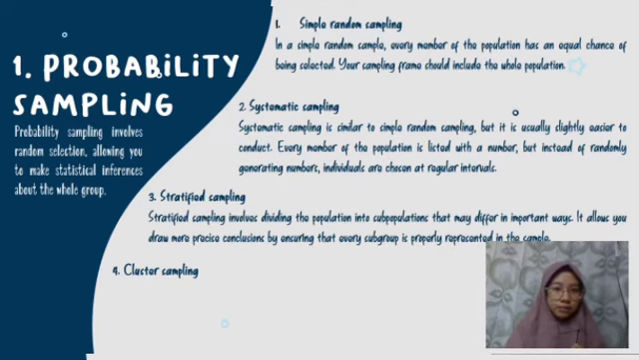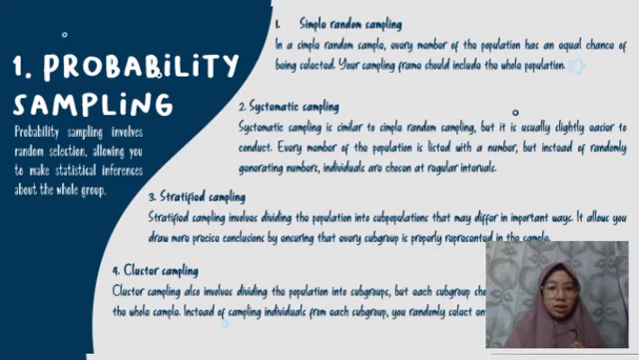Third is stratified sampling. Stratified sampling involves dividing the population into subpopulations that may differ in important ways. It allows you to draw more precise conclusions by ensuring that every subgroup is properly represented in the sample.